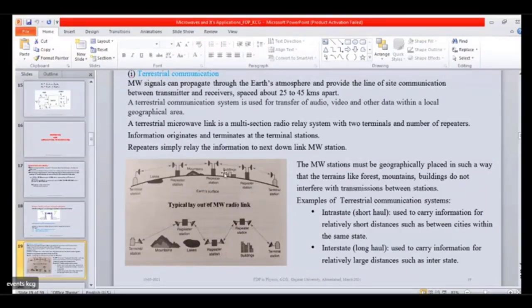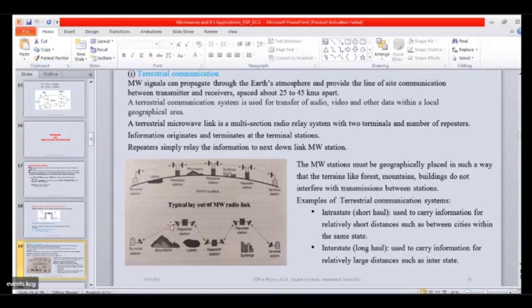Okay, so this is the side view of the typical microwave repeater link, and this is the top view. Okay, so here you can see there are various natural bodies like the mountains or the lakes, and some man-made buildings, high tall buildings are there, right? Microwave provides the line of sight communication. So this type of structure should not come in the path of the microwave signal. So to avoid the obstruction due to this type of structures, one can have the repeater stations.